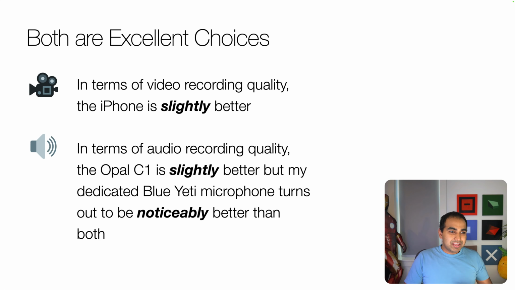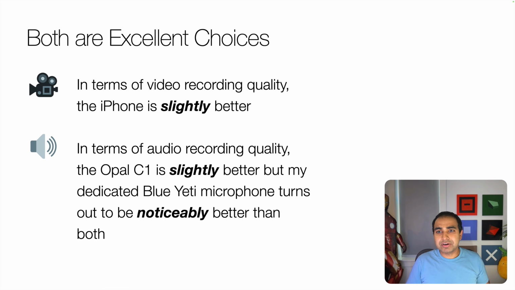And so if you had to basically ask me for a recommendation, I'm going to say both are excellent choices. In terms of video recording quality, the iPhone is slightly better. In terms of audio recording quality, the Opal C1, especially with the array of microphones that it has, is slightly better. But when I compare the audio quality that came out of both the iPhone and the Opal C1, my dedicated Blue Yeti microphone turned out to be much better than both.